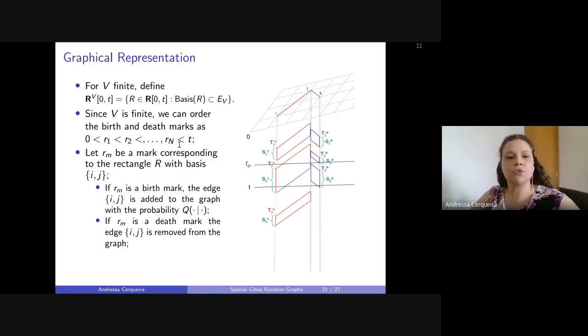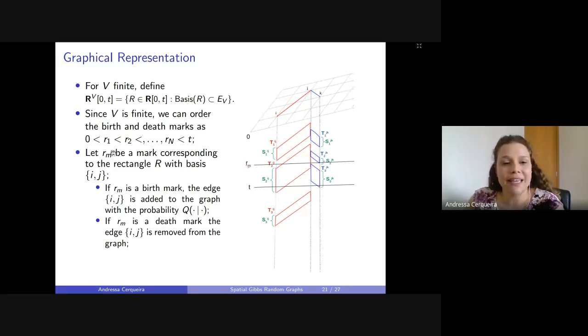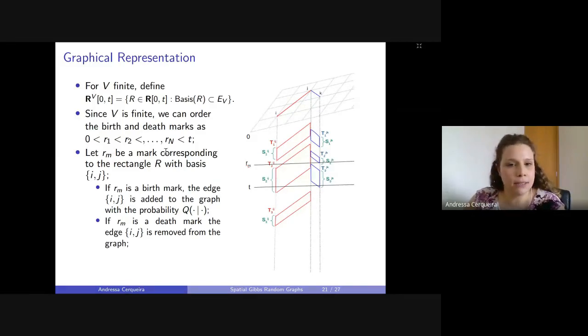When we do this, we can construct the Markov process that I defined before. But the problem here is that when V is finite, we know that the measure exists, everything is fine. But what we want to do is the case when V is infinite, when V is Z2, for example. In that case, we can't construct the process like this, because we cannot order the marks. We now have an infinite set of pairs of vertices, so I cannot say which mark was the first one. So I cannot do this kind of construction here.